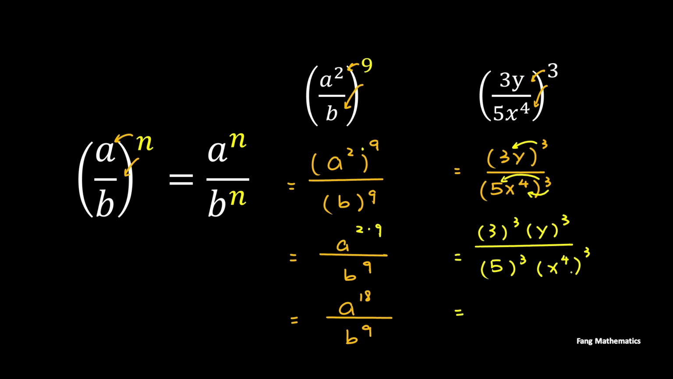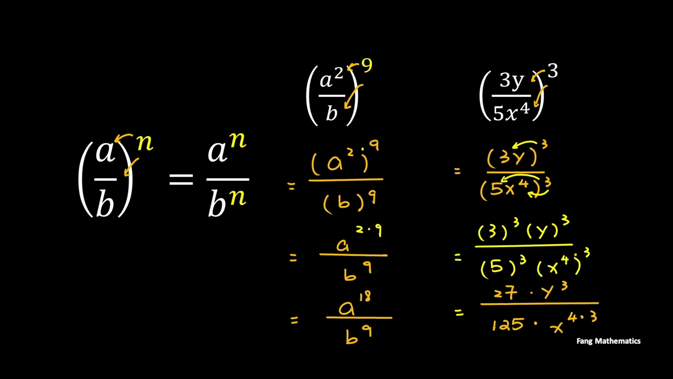Let's look at x to the power 4 inside the parentheses to the power 3. This is indeed a power of another. So we are to multiply the powers we have. So x to the power 4 times 3. And everything else remains the same. So let's start from 3 cubed. I believe that should give you 27. y to the power 3. 5 cubed should give you 125.